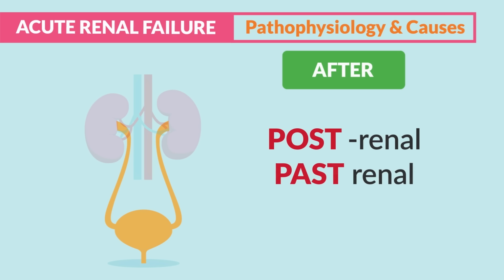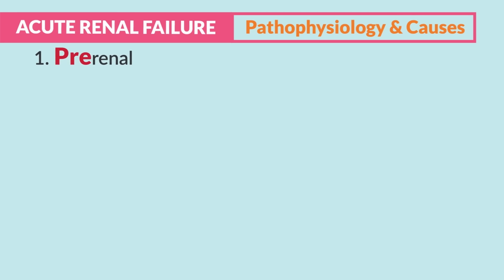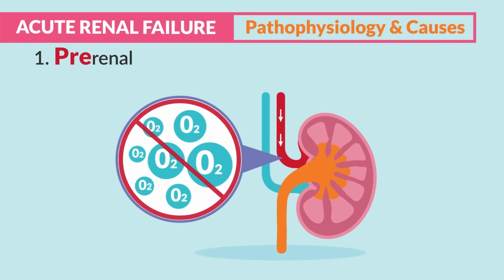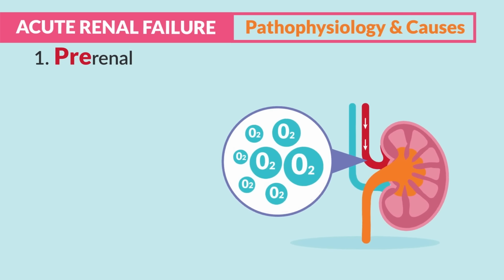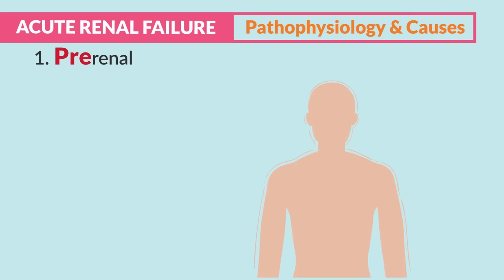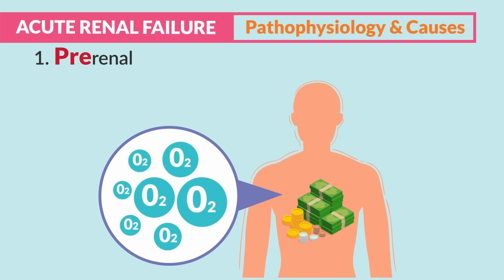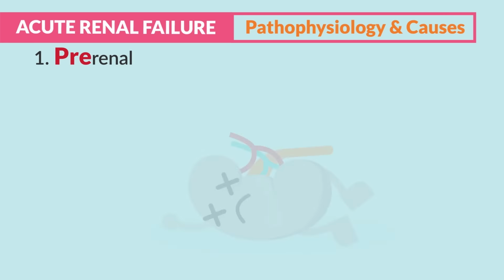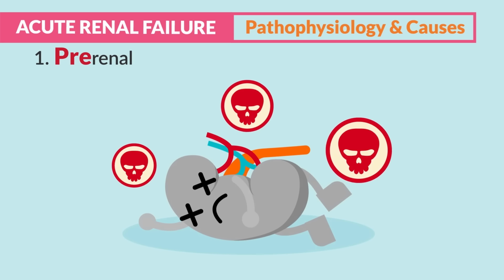Now let's dig into the specifics here. So for pre-renal, just think of that decreased perfusion for pre-renal. Oxygen-rich blood flow can't get to the kidneys. This decreased blood flow means decreased oxygen. So remember, oxygen is the money of the body. No money, no honey. No oxygen and the body goes broke and dies. Kind of like the kidney is suffocating to death.